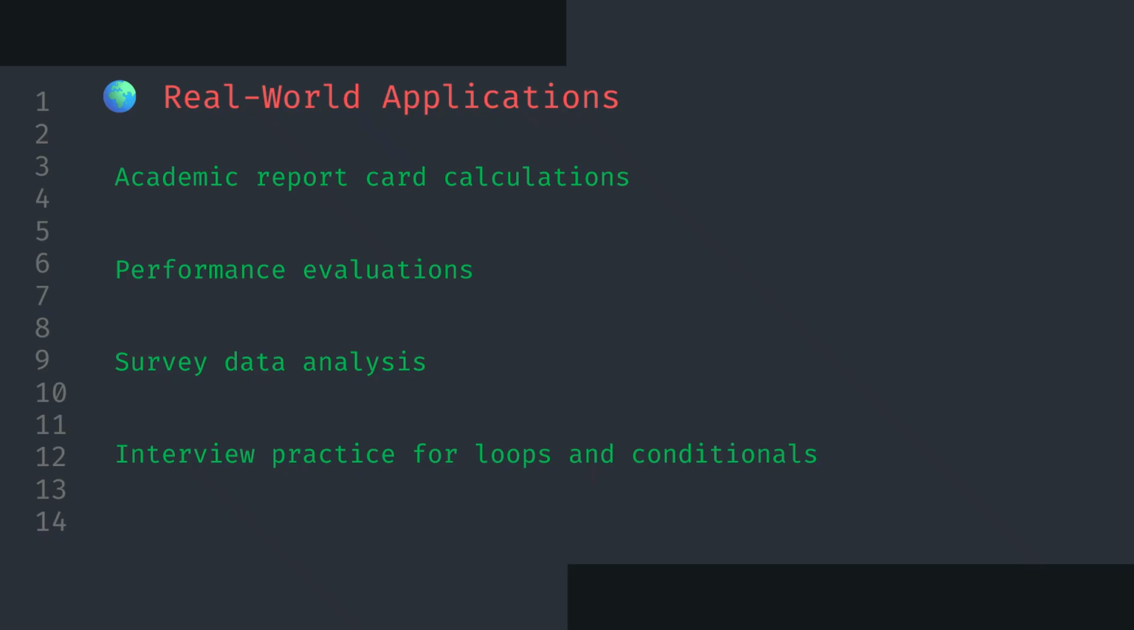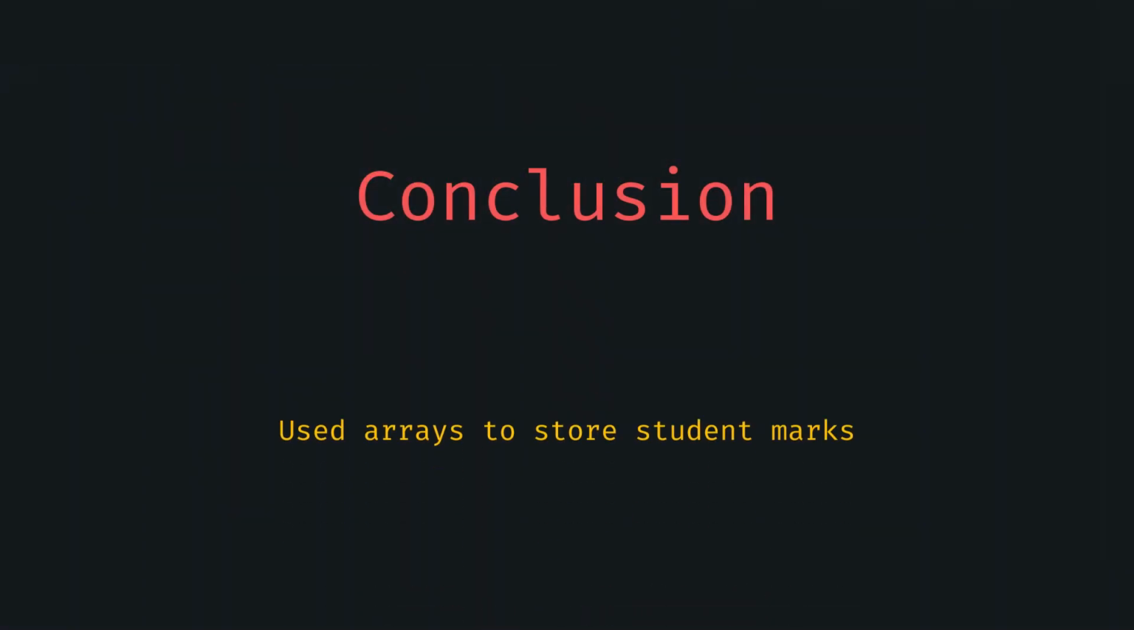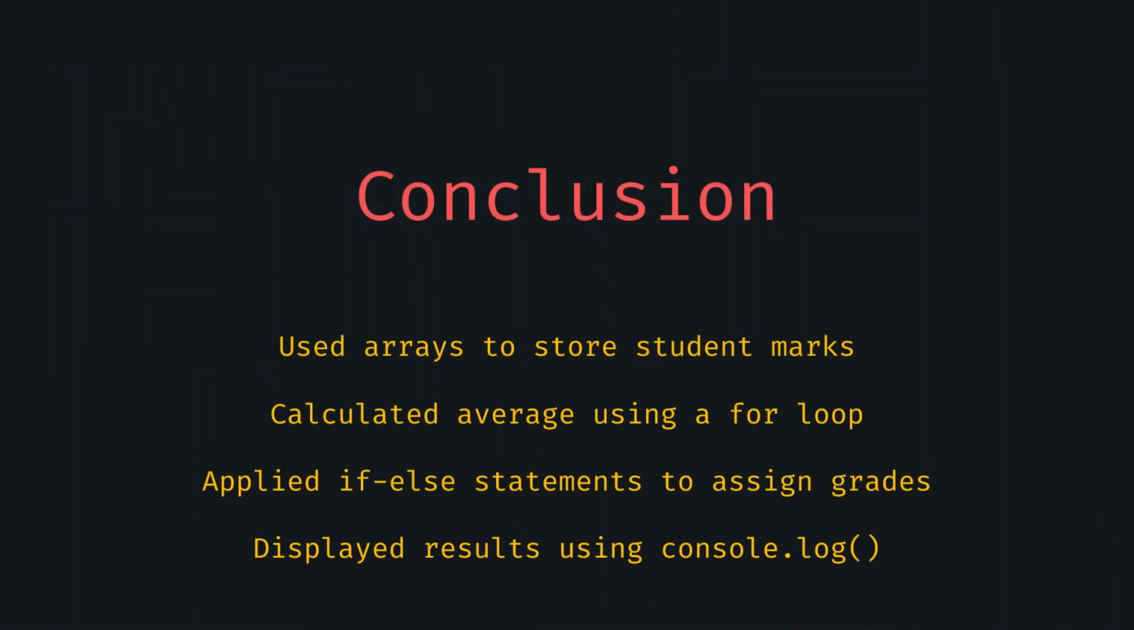Let's summarize what we've learned. We've built a JavaScript program that calculates the average marks of 5 students and assigns a grade. We've used arrays, loops, and if-else statements to build the solution. This is a great exercise to strengthen your JavaScript skills.